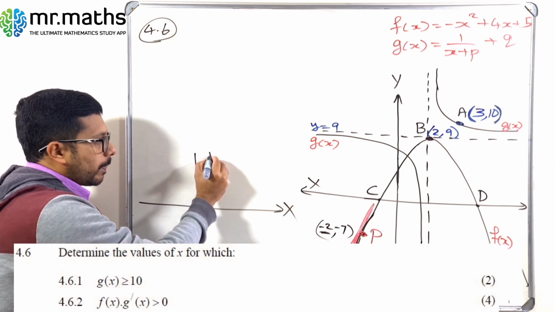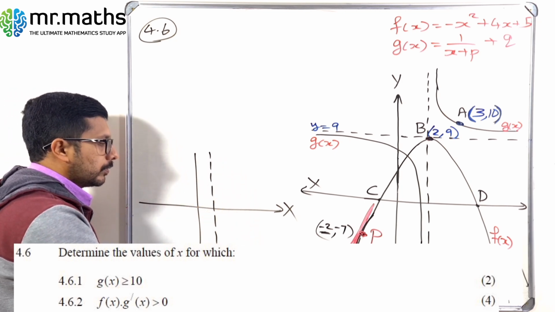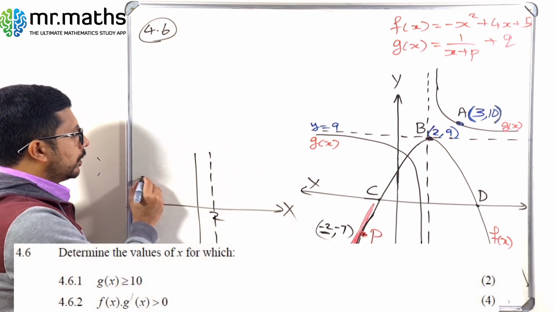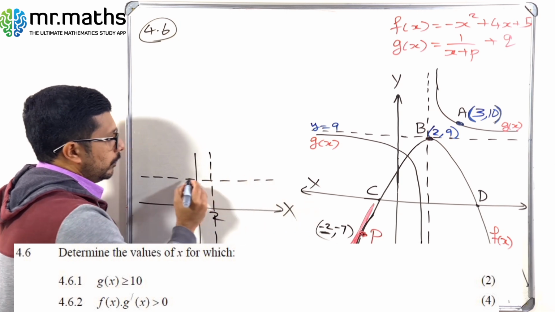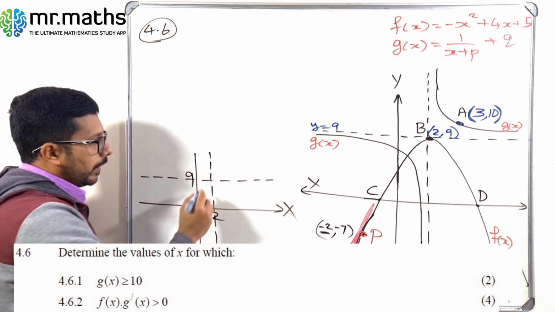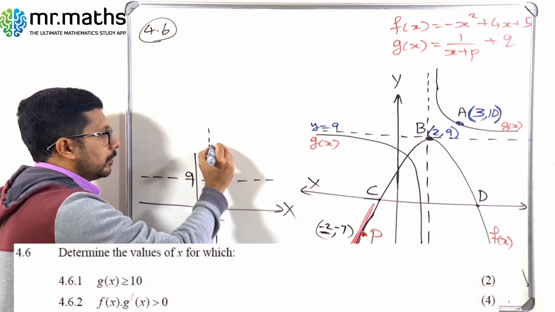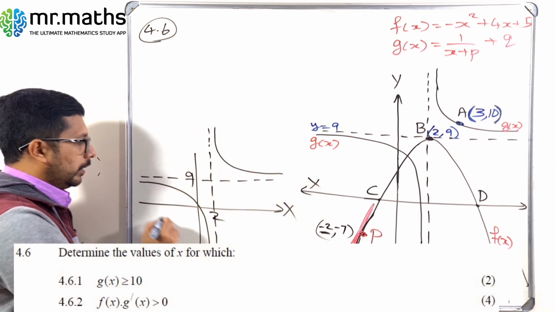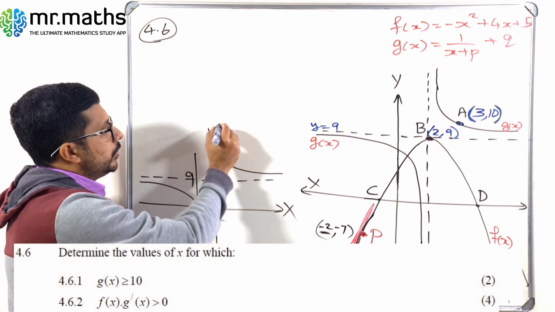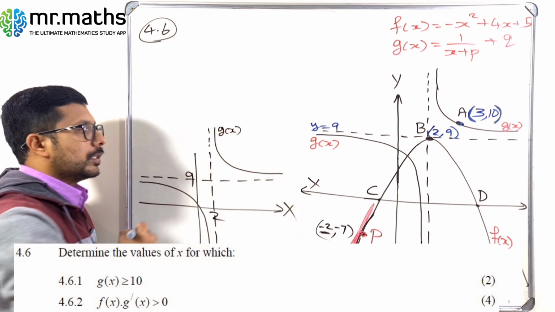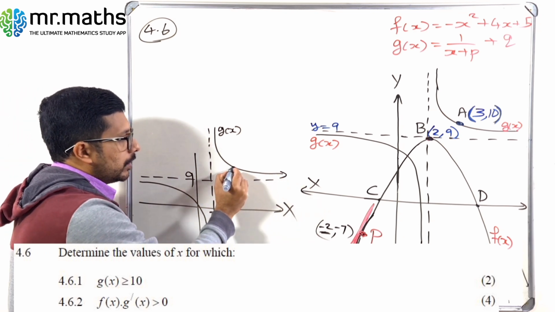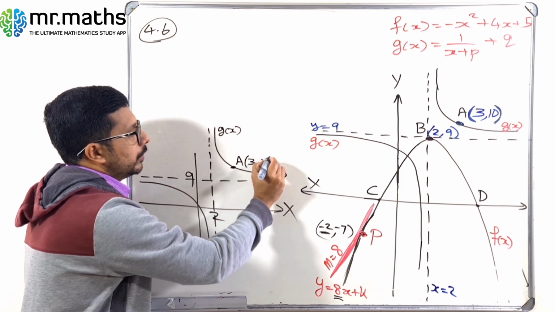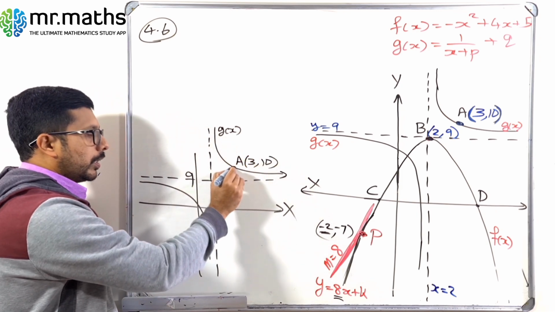Okay, so here this is the asymptote, and what is the value here? 2. Okay, and this one is another asymptote. What is the value here? 9. Okay, and this one, there is a graph like this, and which graph is this? G of x. This is our g of x graph. Okay, and here you can see that there is a point A, and what is the coordinate of that point? 3 comma 10. So this point is 3 comma 10.